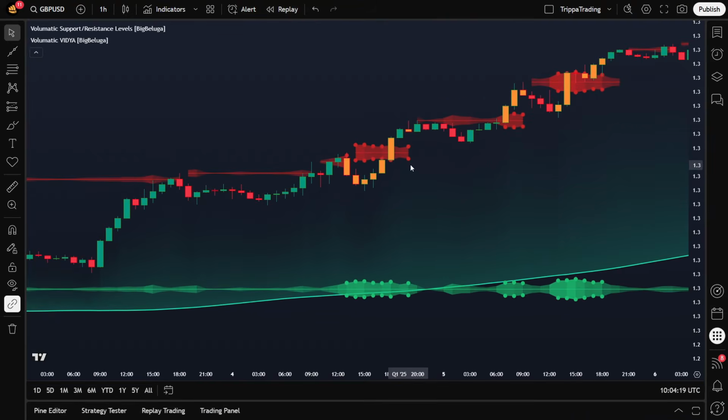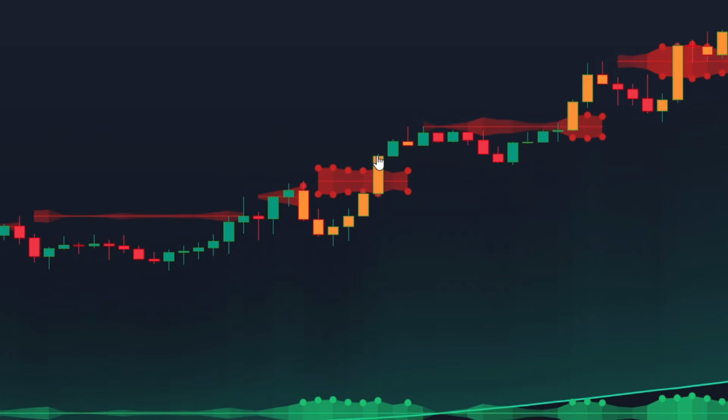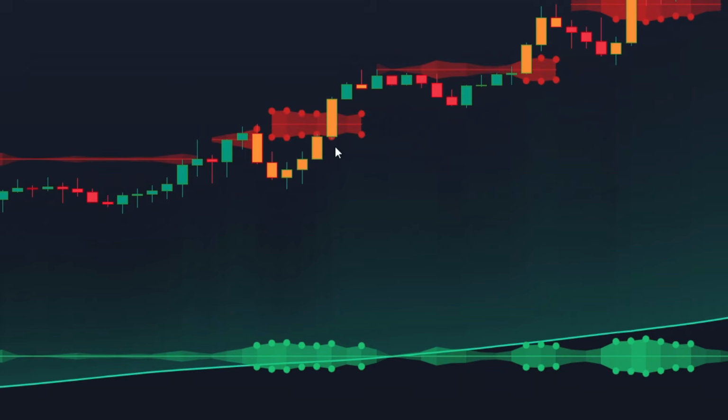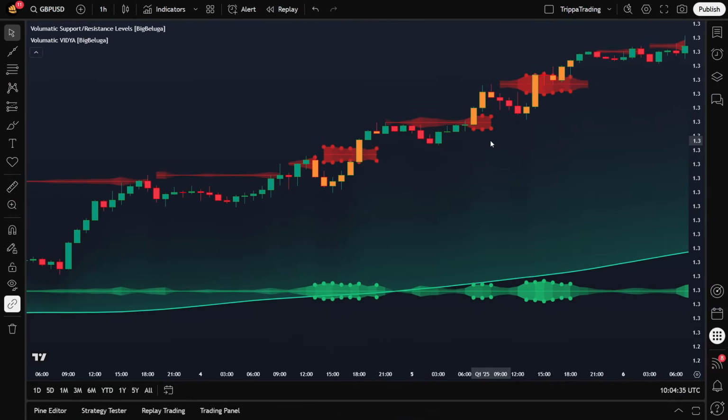Finally, check the delta volume in the panel and make sure it's above plus 10%. If all those conditions are true, we take the buy as soon as that breakout candle closes. The stop loss goes just below the breakout candle's low, and we target at least 1.5 times our risk. It is as simple as that.